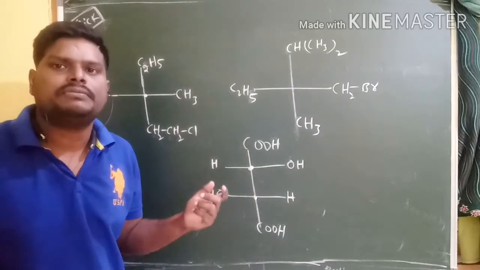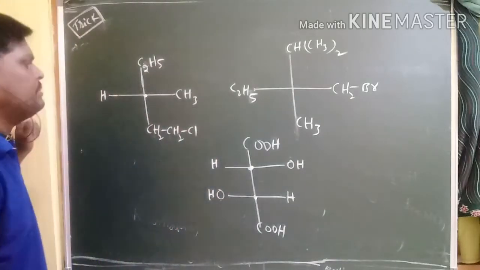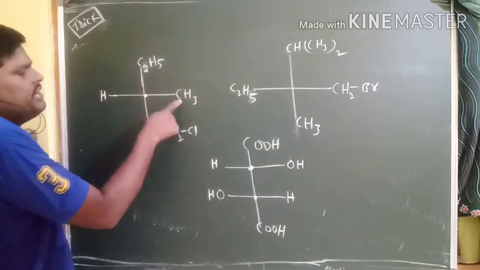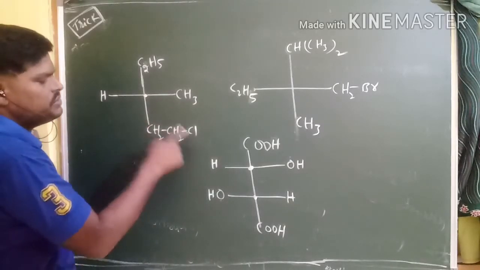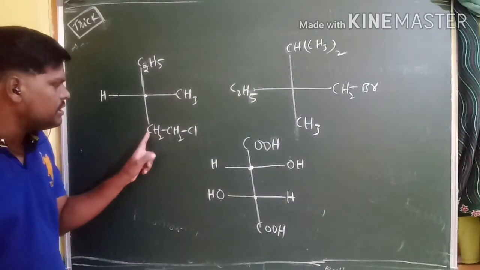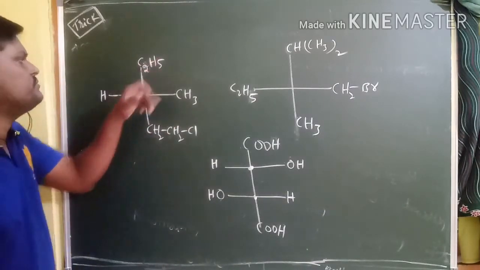A few examples for this concept. Coming to this example, here 4 groups are there. One is C2H5, CH3, CH2, CH2Cl. If you observe here, the first atom is carbon.